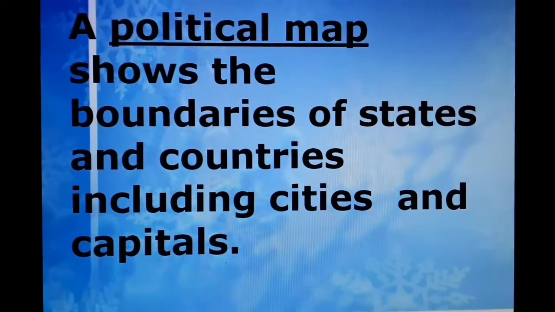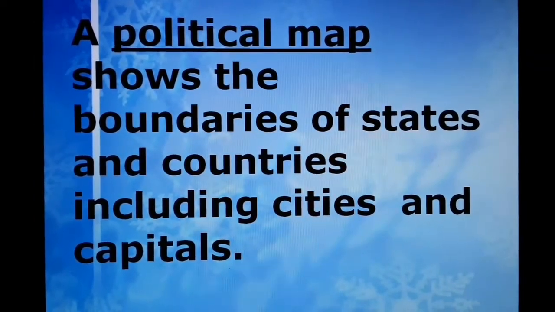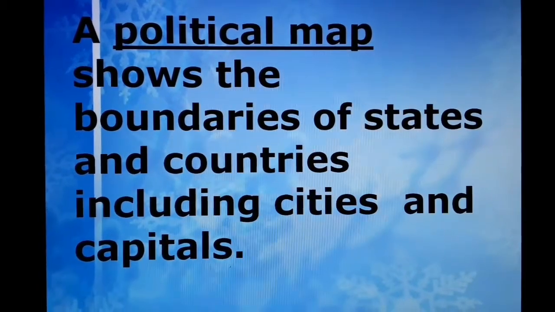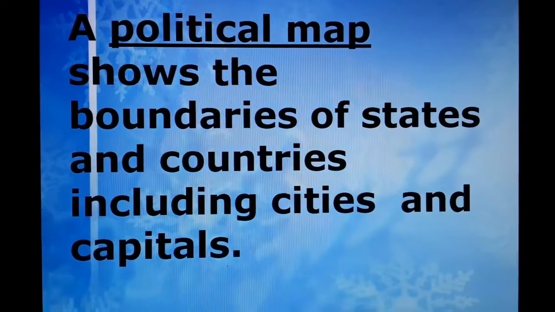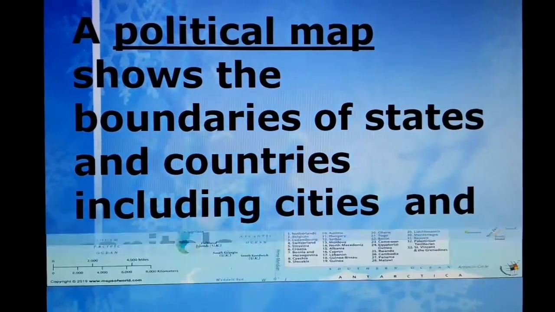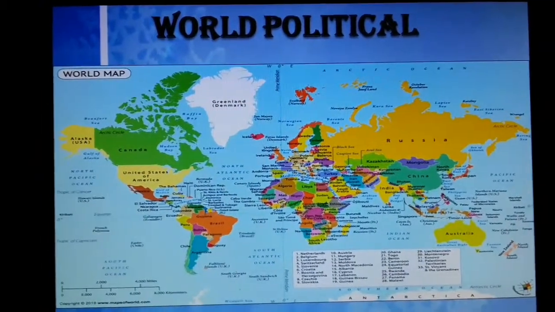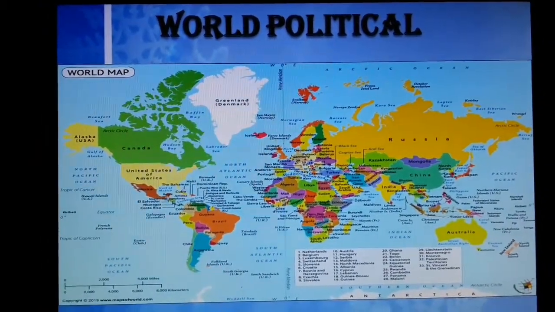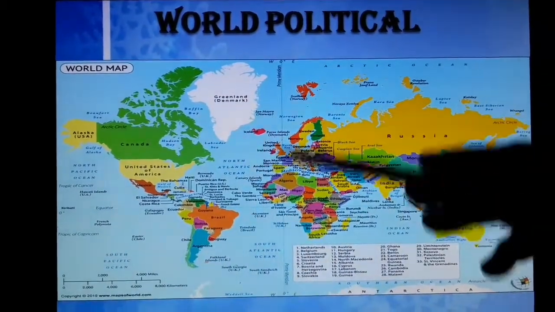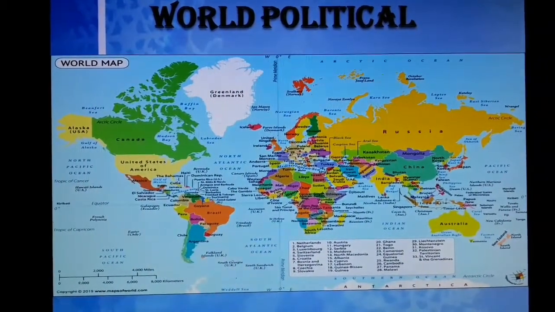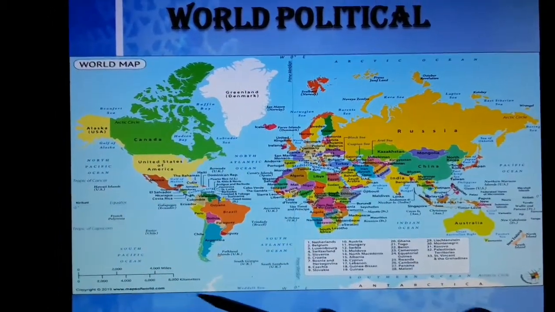Okay children, now let us discuss the political maps. Political maps show us the boundaries of states and countries, including cities and capitals. Now see, this is a political map of the world. These different colors show us the different countries, and here you can see a scale.